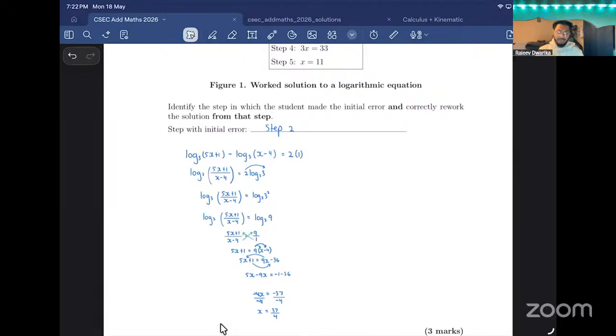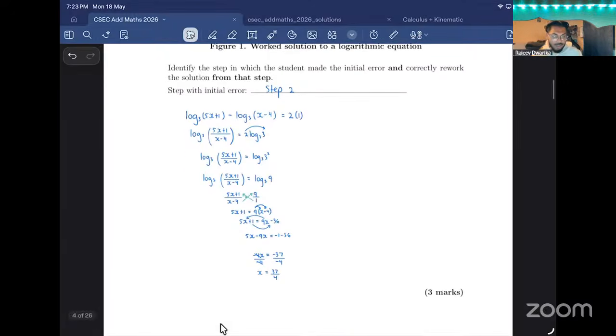You have to put the logs. You have to put the full working. You wouldn't get full marks. You want the full working. You have to show that you ended up with one log term on either side, and eventually you drop the logs. Yeah. Right? So that was the day.